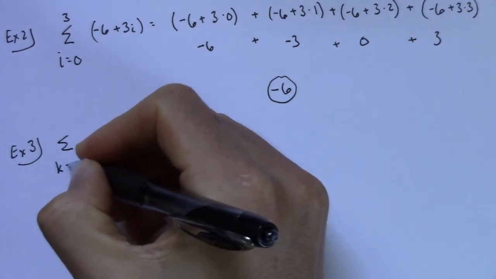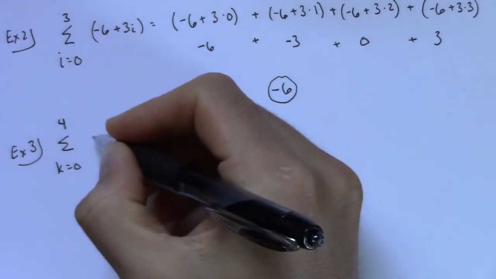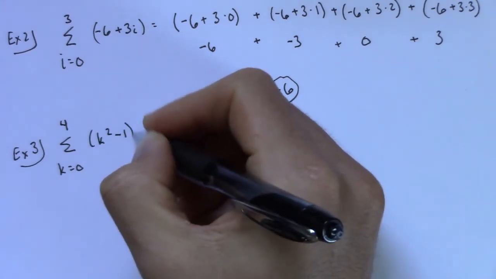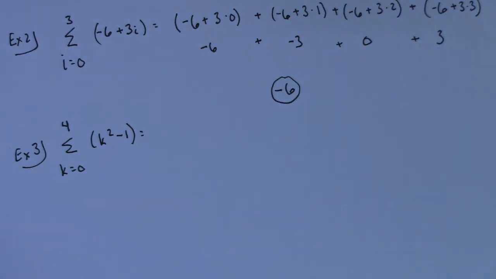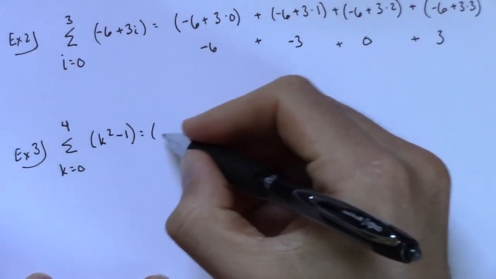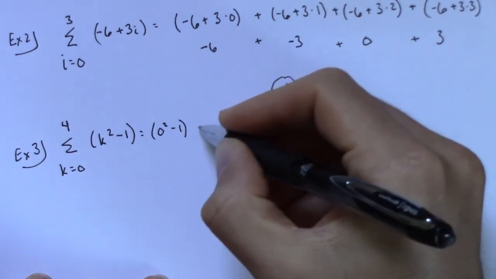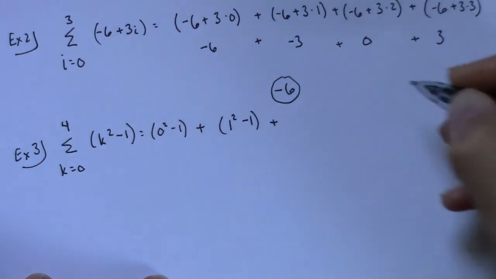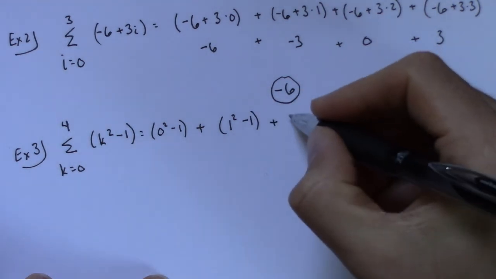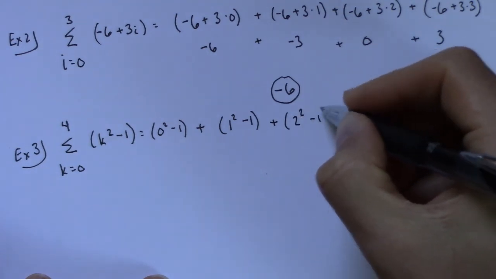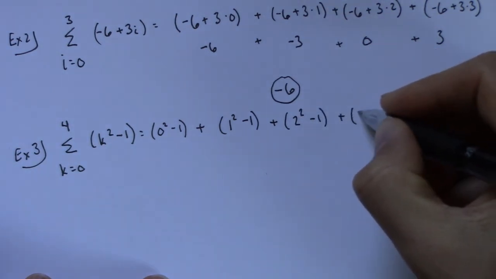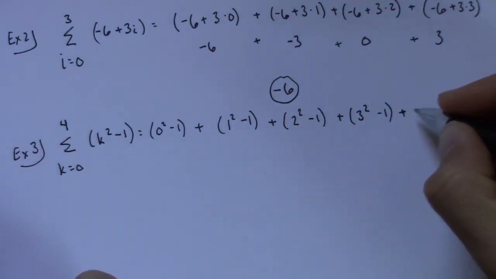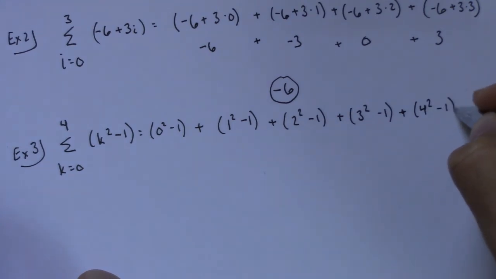We're going to start at k equals 0 goes to 4, and we're going to plug in the value into k squared minus 1. So as I look at this one right here, first term is going to be 0 squared minus 1. Second term is going to be 1 squared minus 1. Third term is going to be 2 squared minus 1. Fourth term is going to be 3 squared minus 1. And I gotta keep going till I get to 4. Fifth term is going to be 4 squared minus 1.